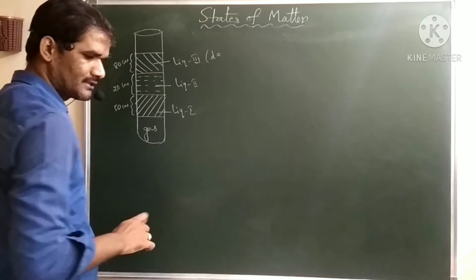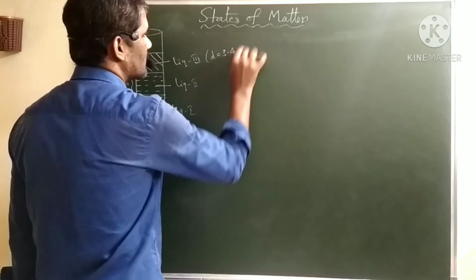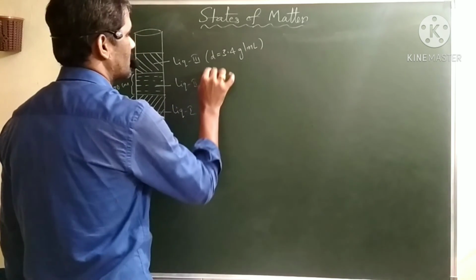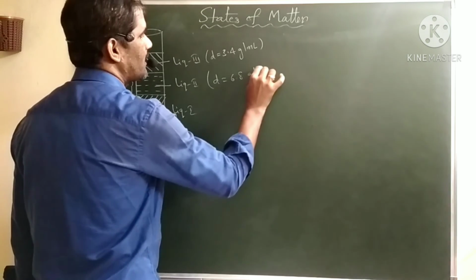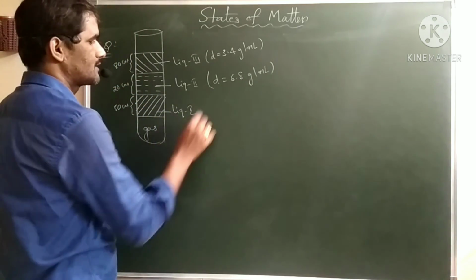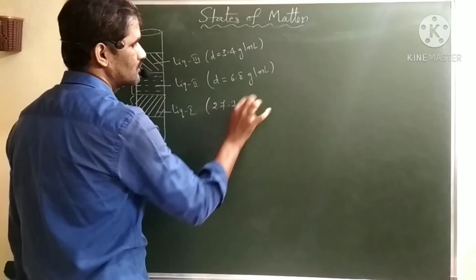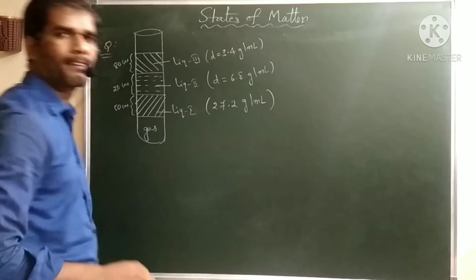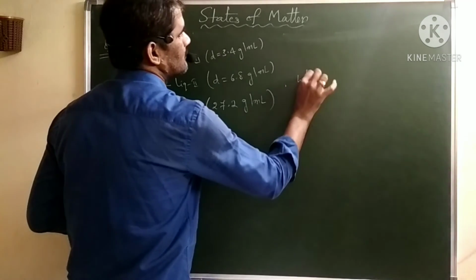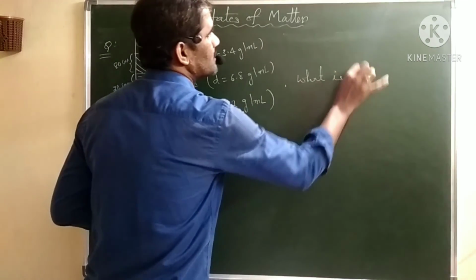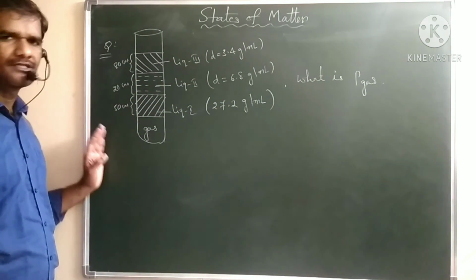And density of liquid 3 is 3.4 gram per ml, density of liquid 2 is 6.8 gram per ml, and the density of liquid 1 is 27.2 gram per ml. Now calculate pressure of the gas. What is the pressure of gas in this case? It's quite similar to the previous question.